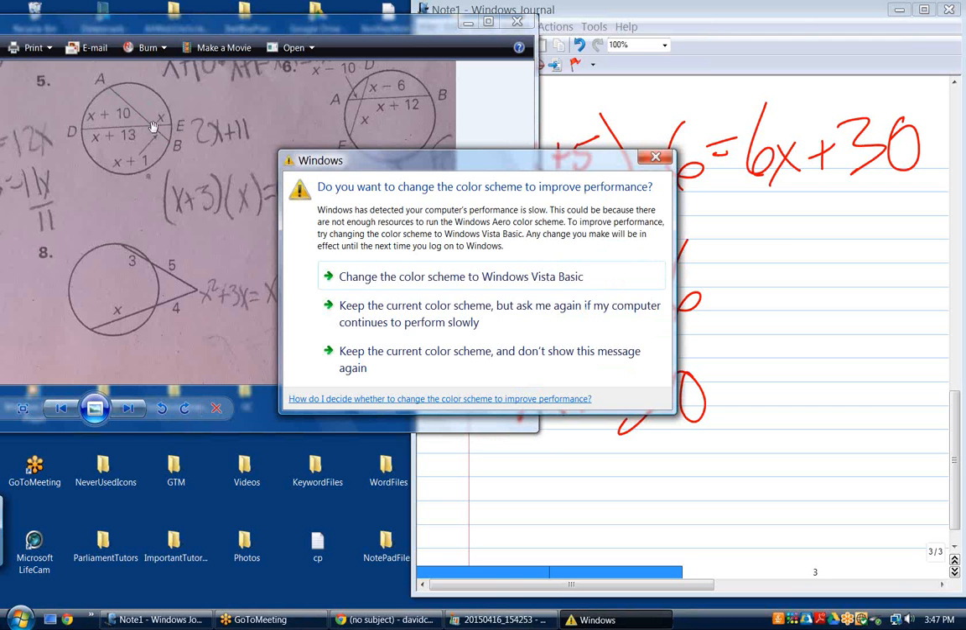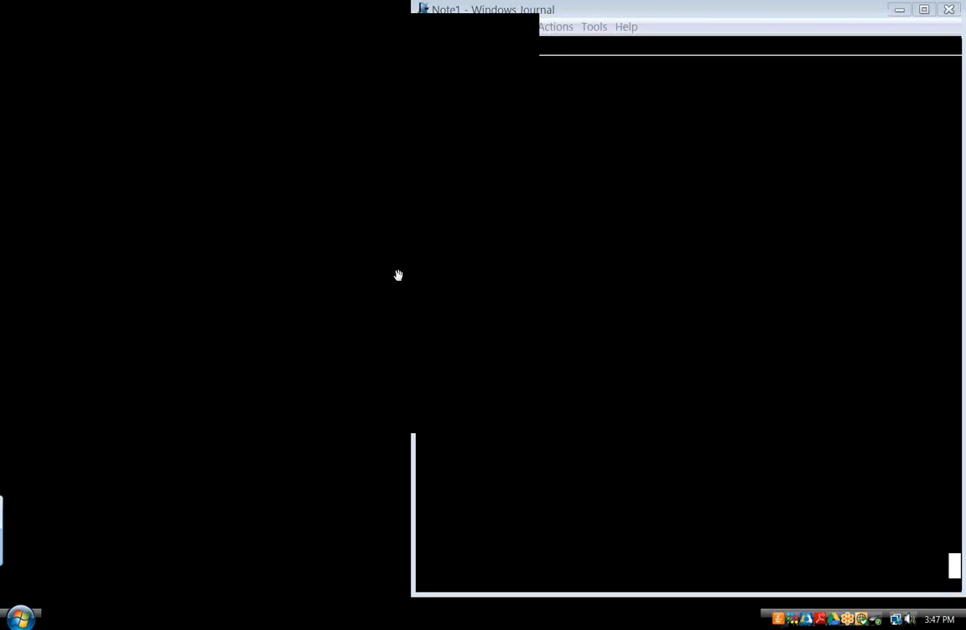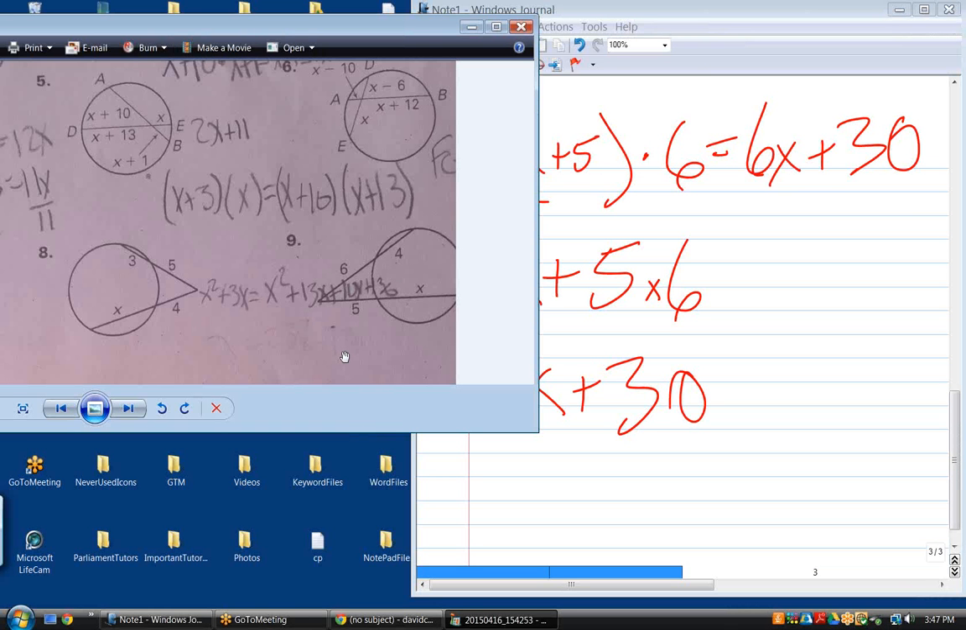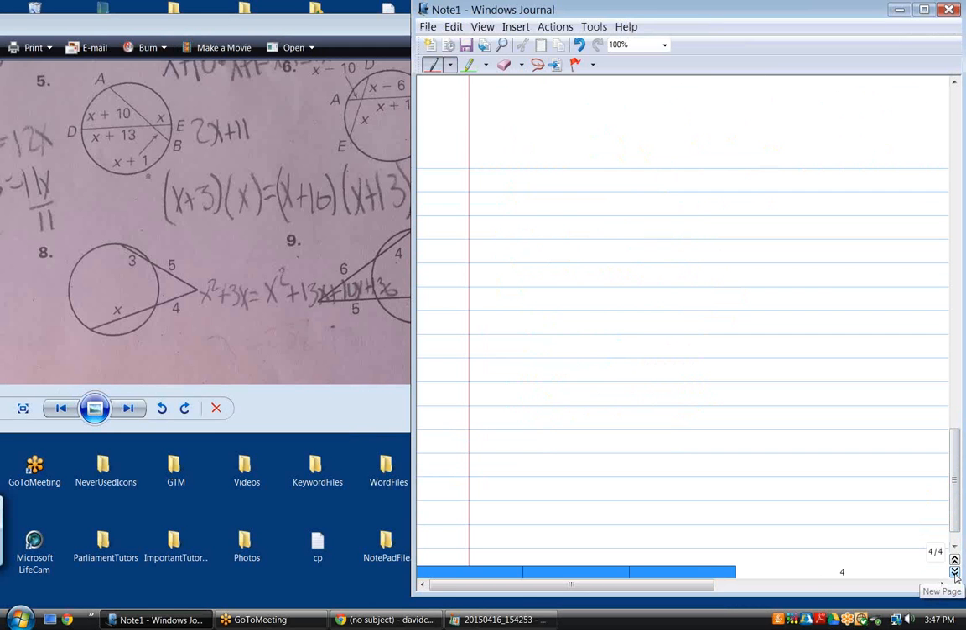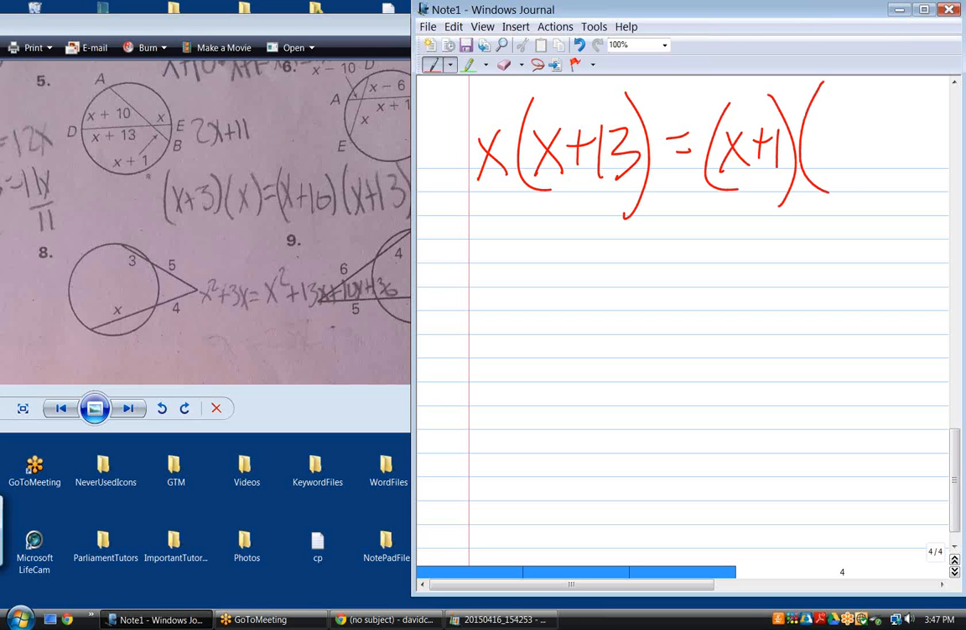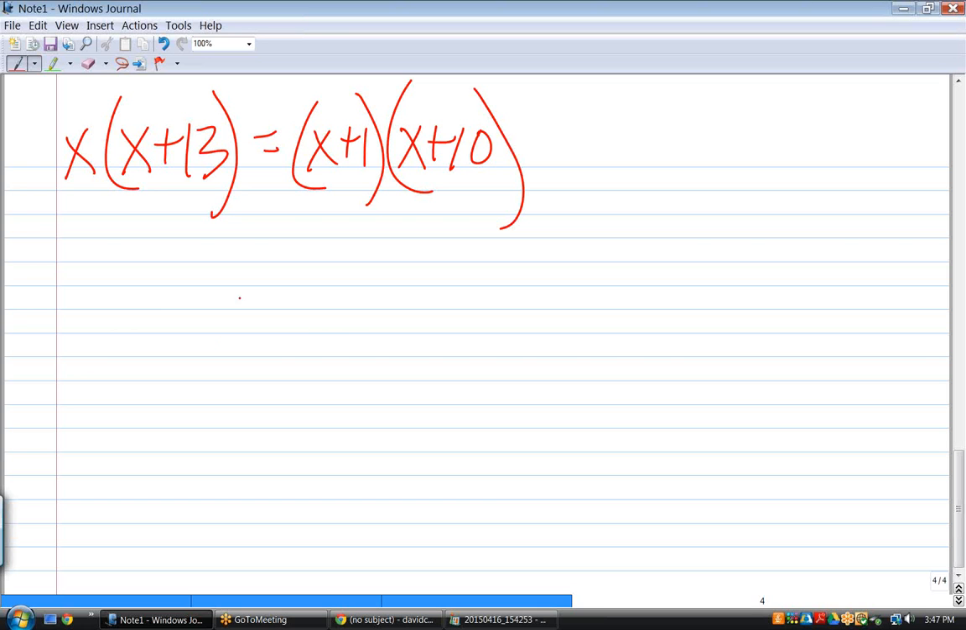Can you see my little hand that I'm moving back and forth? Okay, cool. Hold on one second. It's prompting me to change my screen colors. Okay. So the equation you would want is not the one you've got written there. The equation you would want would be if we take x times x plus 13 in parentheses, that's equal to x plus 1 times x plus 10. Okay? Yeah.